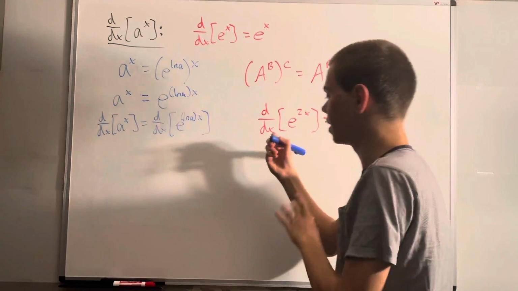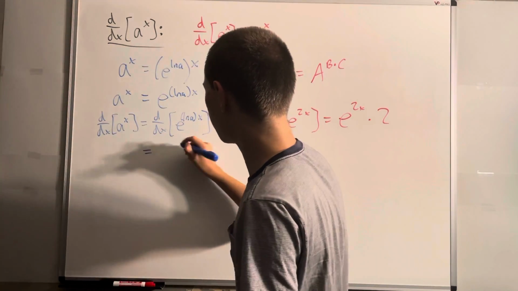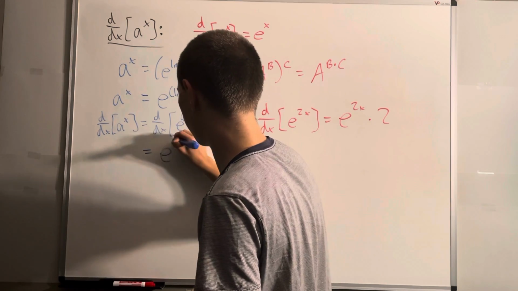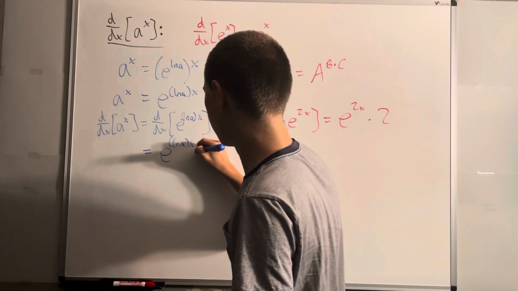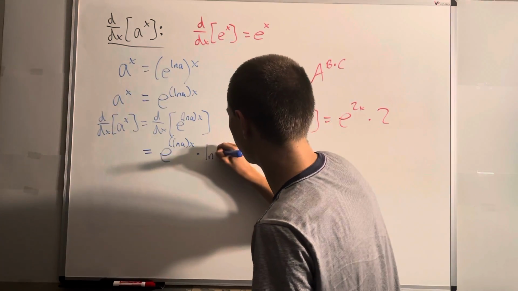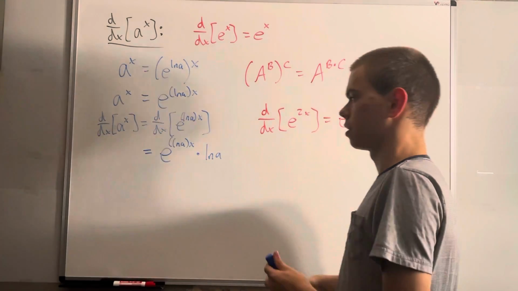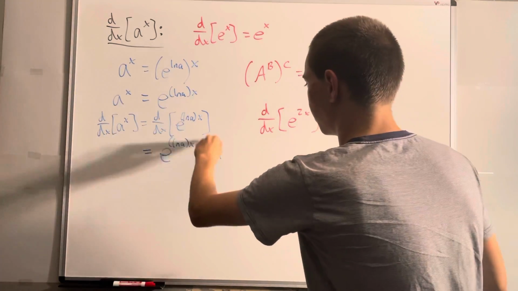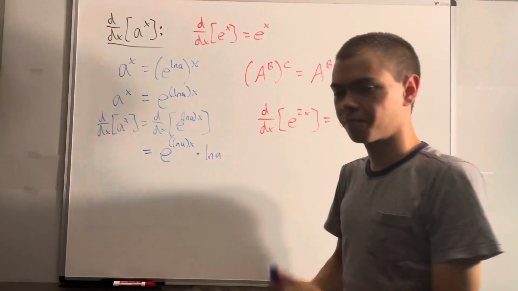So what we would get is e to the power of the ln a times x, which is, of course, multiplied by the derivative of this inside function, the natural log of a, because we were using the chain rule. This is what we would get when we take the derivative of that.